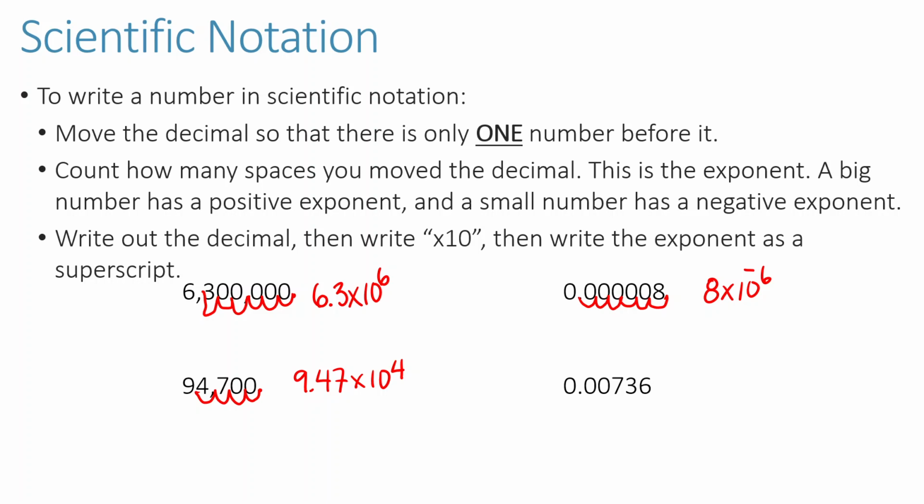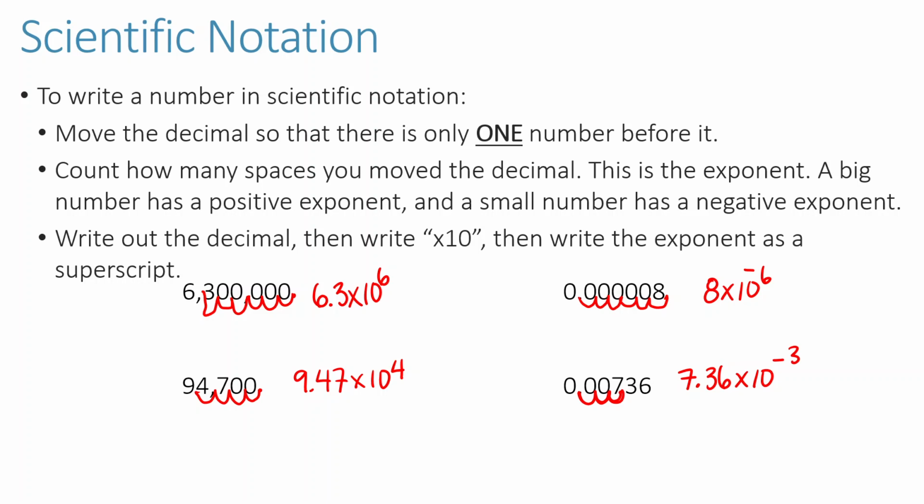negative 6 here. Because this is a number less than 1, we have negative 6 as our exponent. Then here, 1, 2, 3. Again, we only want one number in front of the decimal. So this is going to be 7.36 times 10 to the negative 3.